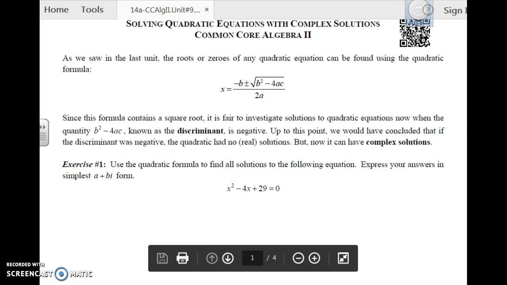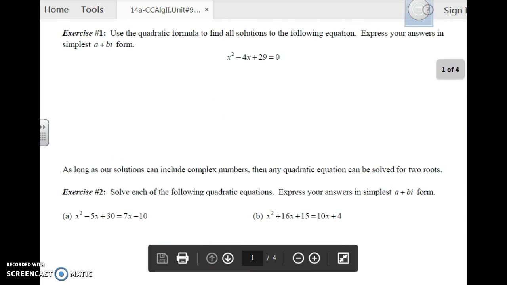Now, we're going to use the quadratic formula to find all the solutions to the following equation and express your answers in simplest a plus bi form. So that's telling us that when you solve this, it's not going to factor, and you're going to have a negative under the square root. So let's try this out.